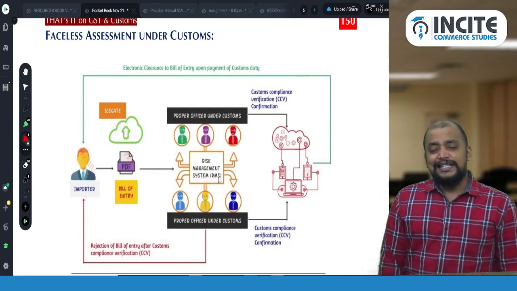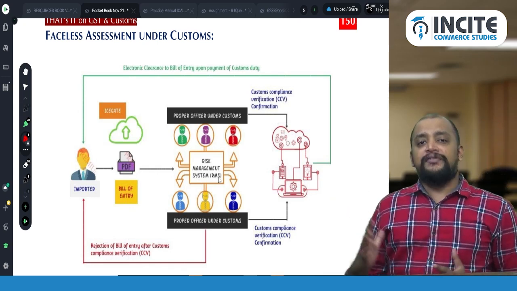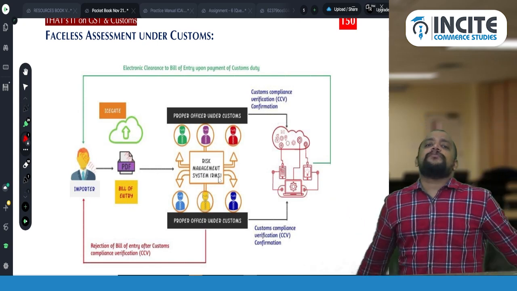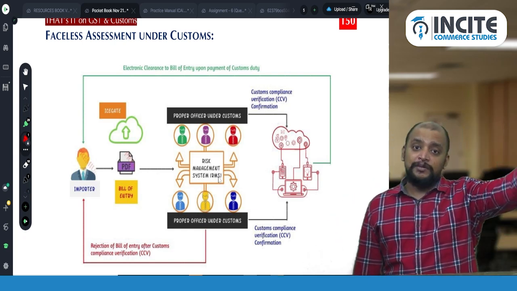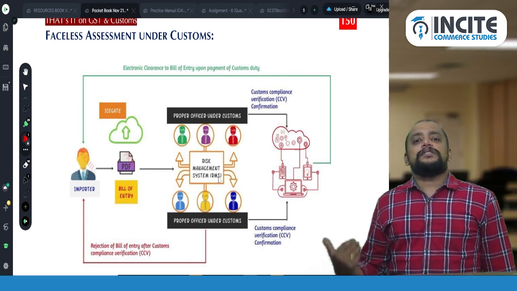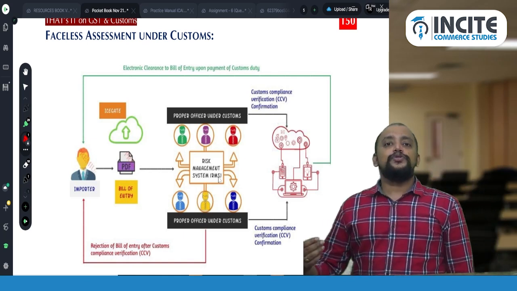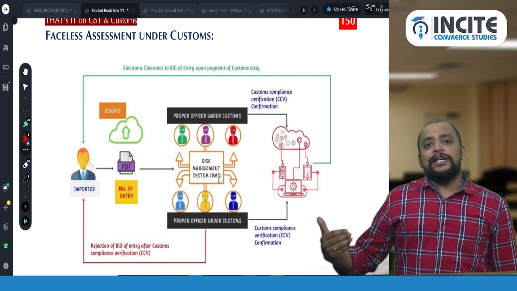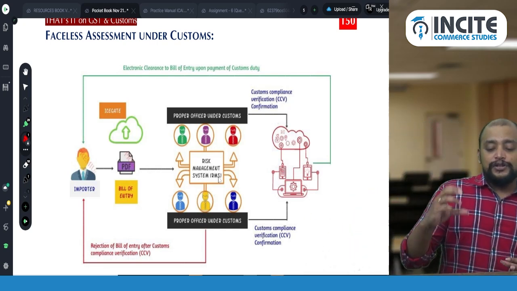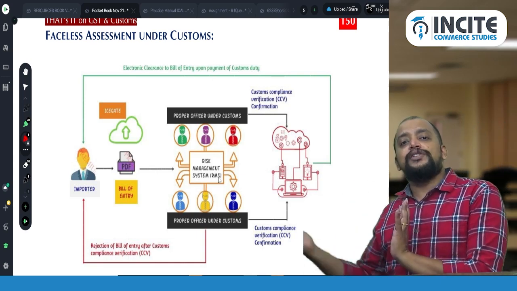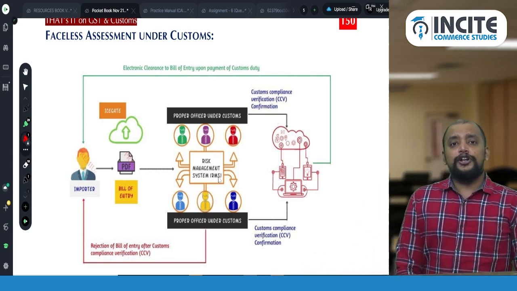Then faceless assessment under customs. A small paragraph has been given. We don't have the detailed information related to faceless assessment, like how you have faceless assessment in income tax. Like that, faceless assessment is being brought under customs also. Sooner or later, it will be made applicable fully. Right now they have just started. So in exams, this much information only will come, maybe for the May 22 exam. Full information might be given then, but this much only for the November 21 exam.